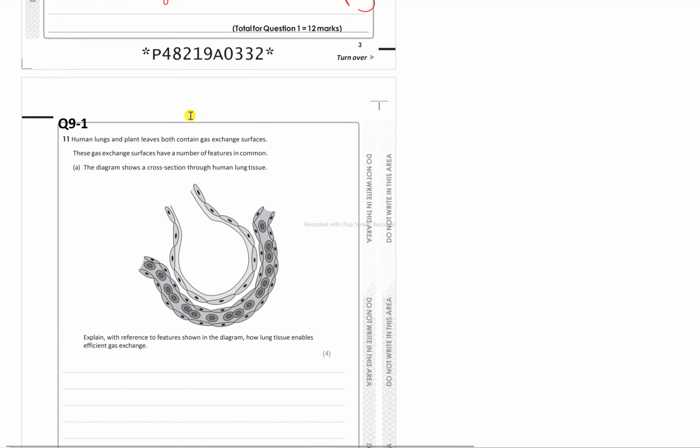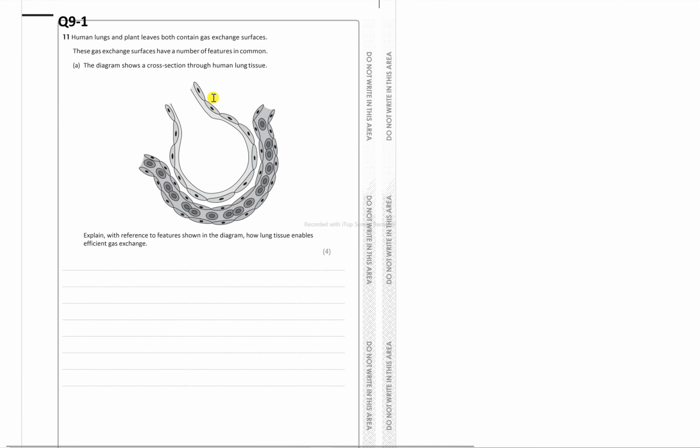Right, let's go. 11. Right. So you have oxygen coming in. This here is your alveoli or alveolus, and this here is your capillary. So this is the blood.